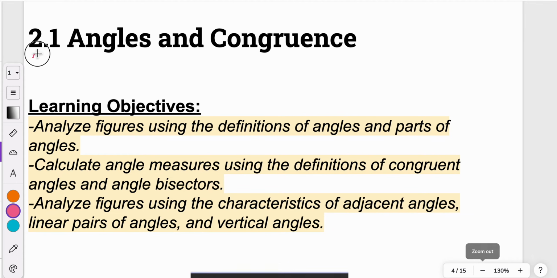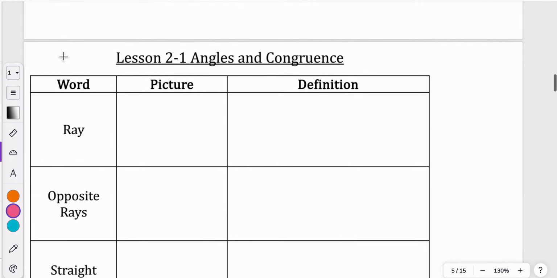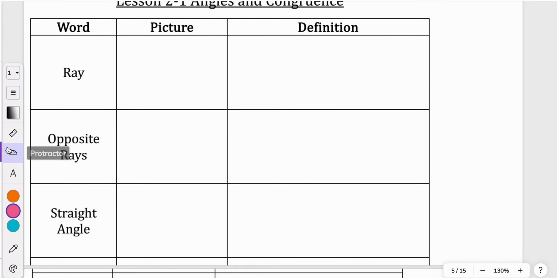Today we're going to look at our lesson 2.1, Angles and Congruence. So we'll talk about how to analyze figures using definitions of angles, parts of angles, calculate angle measures by using congruency and angle bisectors, and then be able to talk about a little bit of adjacent angles, linear pairs, and vertical angles. We have a lot of definitions here. So what I'm going to do first is type our definition and then draw a picture.